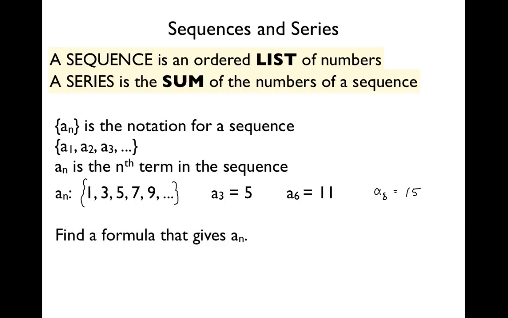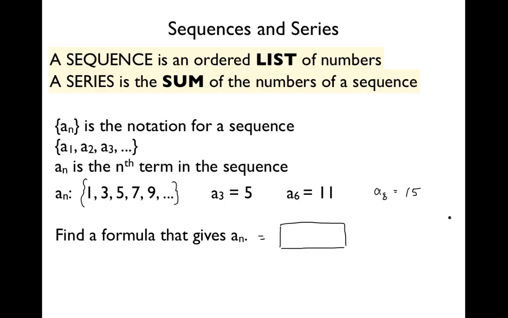So what about a formula that gives a sub n? Everyone work on it individually for a second. See if you can think of it yourself, because you'll have to do some problems like this. Don't just tell the person next to you once you get it. Everyone think about it. Could you come up with an expression dependent on n that gives you the nth term in the sequence?